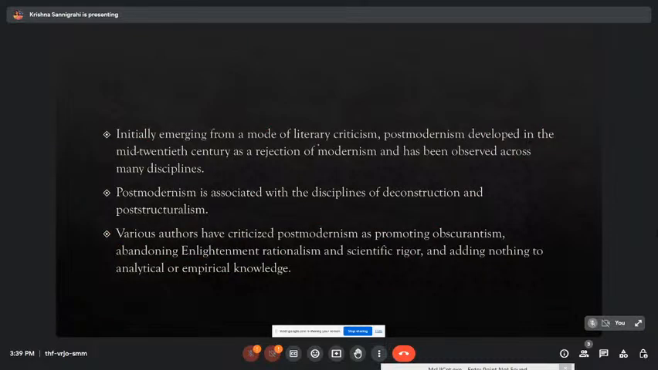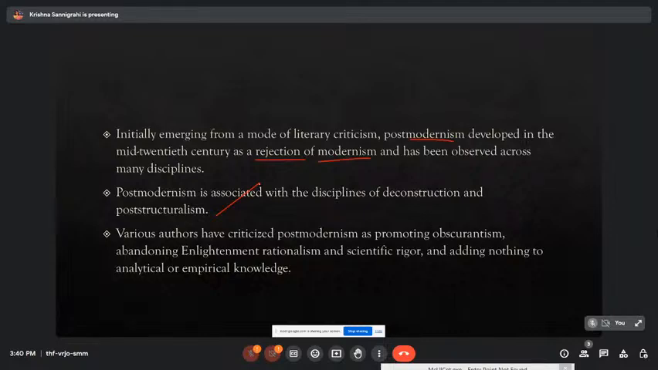Initially emerging from a mode of literary criticism, postmodernism developed in the mid-20th century as a rejection of modernism. So it was actually rejecting because it was questioning modernism and has been observed across many disciplines. Now, postmodernism is associated with the disciplines of deconstruction and poststructuralism because their way of investigation, their way of questioning things is actually kind of similar. As a result, it is associated.